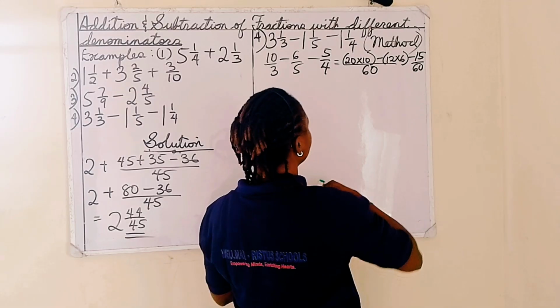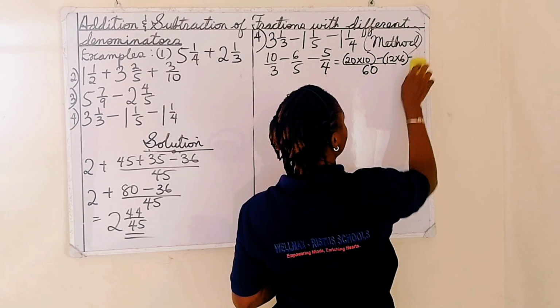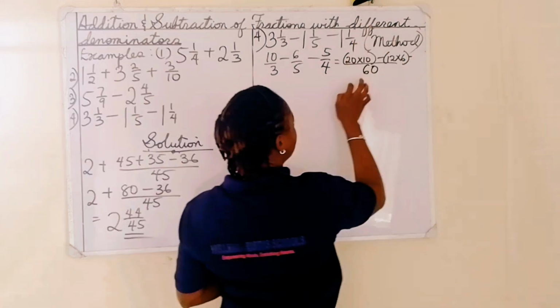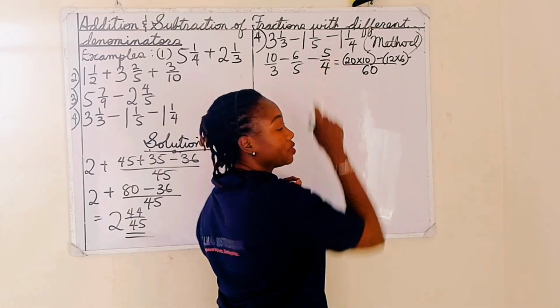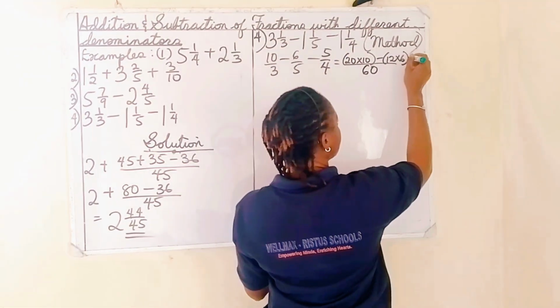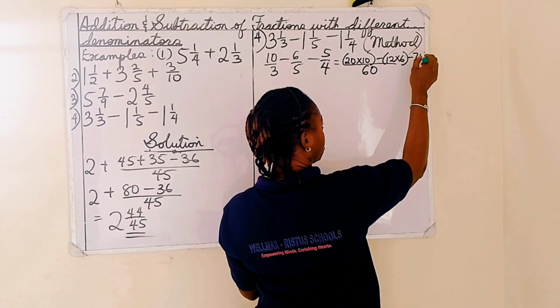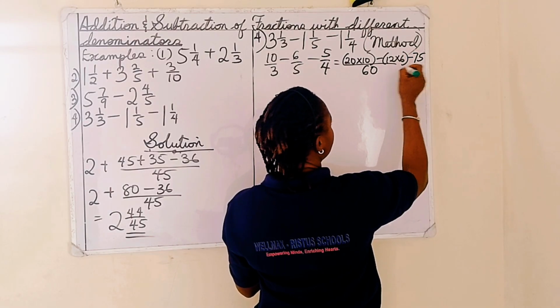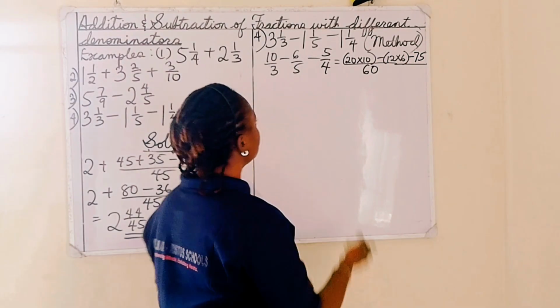Sorry, 60 divided by 4 is 15. 15 times 7, that's 75. Because of space, I'm going to write it out here. 75 all over 60. So now let's continue.